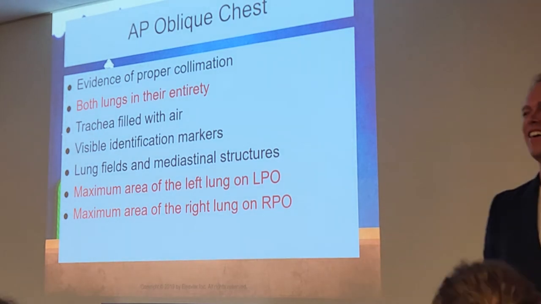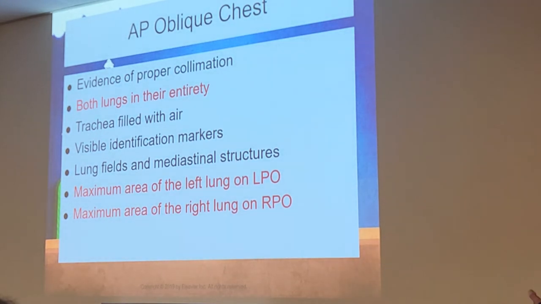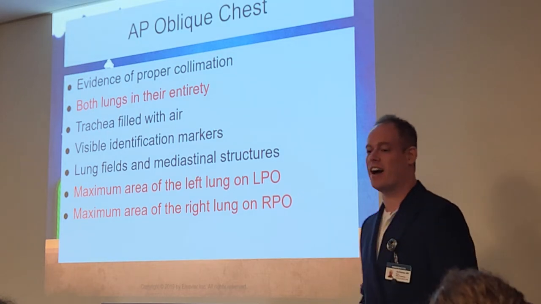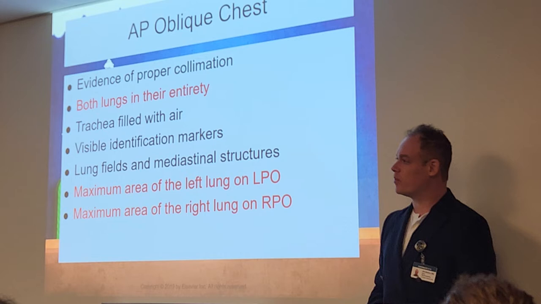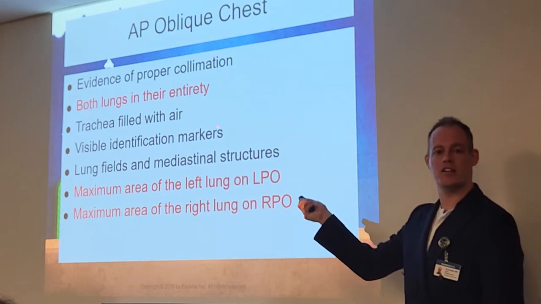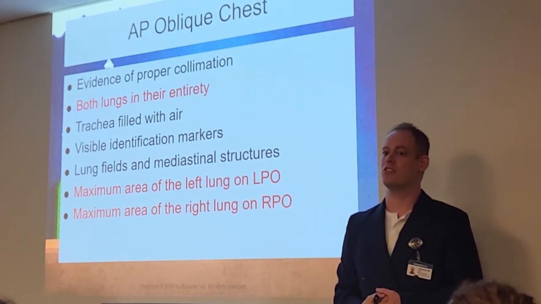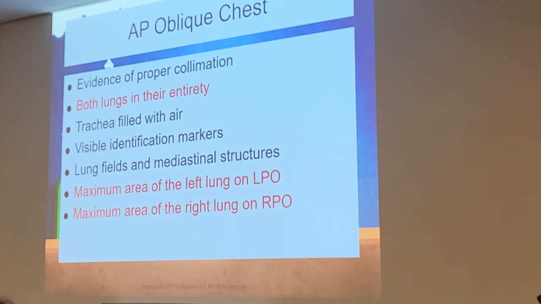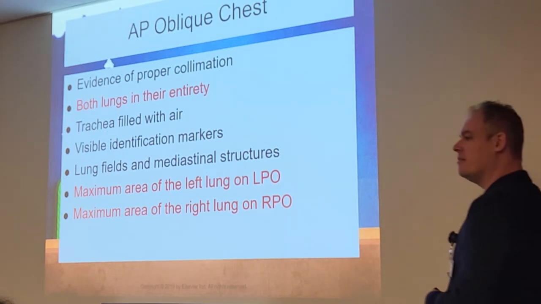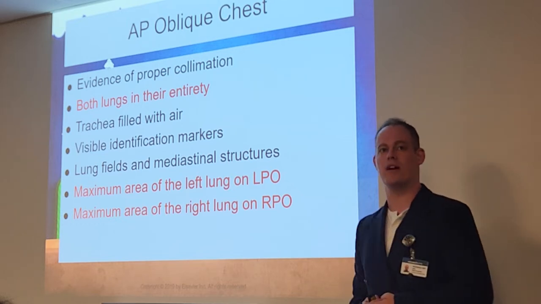All right, so what's our evaluation criteria for our AP oblique chest? Of course, like we said with everything, guys, evidence of proper collimation. Even though we're focused on one lung, we still want both lungs in their entirety. That's why we always center towards the upside to make sure we're not cutting the opposite lung off. Trachea needs to be filled with air. We achieve that by that deep second inspiration.